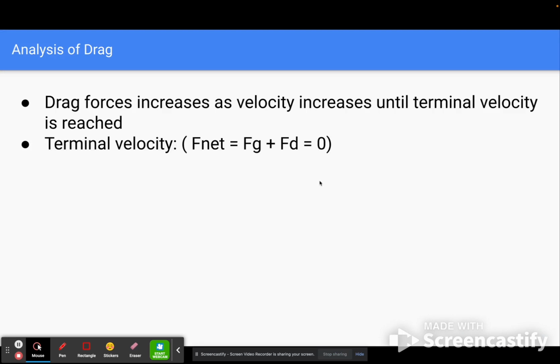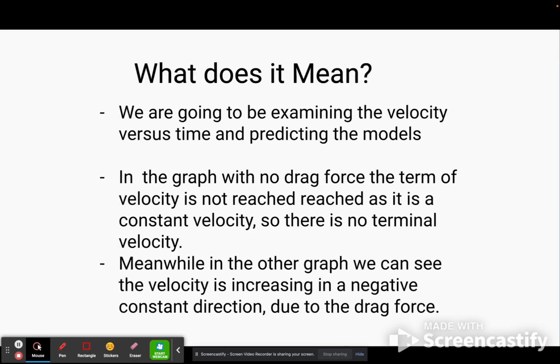This is the analysis of the drag, and it states that the force increases as velocity increases until terminal velocity is reached. And what does this mean? We're going to be examining the velocity versus time and position versus time models.